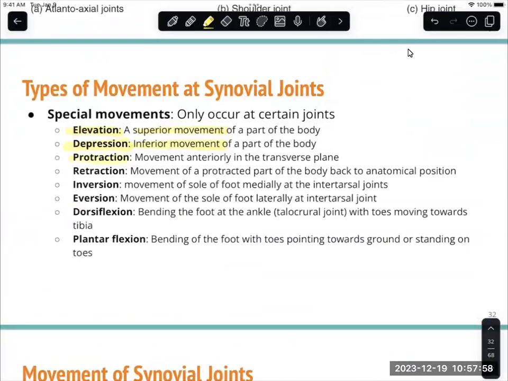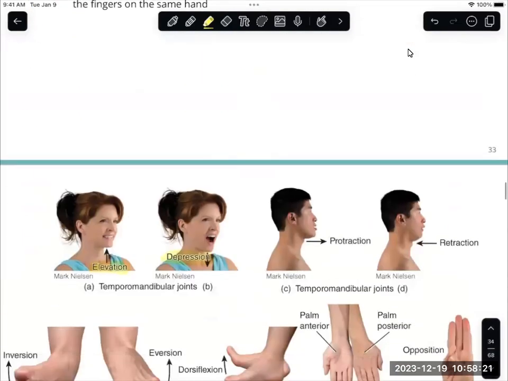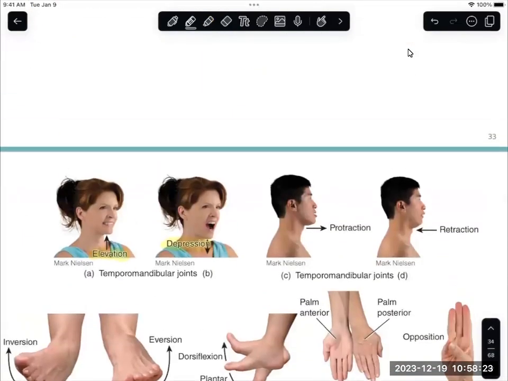Protraction and retraction. It's along that transverse plane, moving anterior. You can protract your mandible; you can stick your bottom jaw out. And then retract is putting it back into anatomical position. So here's that example. You take your mandible and move it out, and then you can push it back to retract.